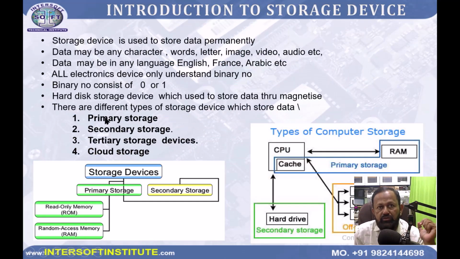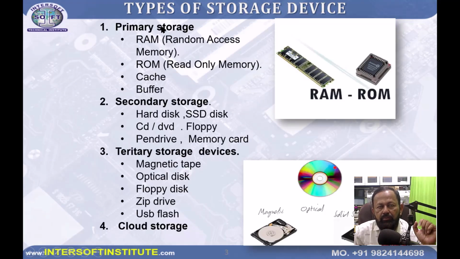There are different types of storage: primary, secondary, tertiary and cloud storage. So these are the different storage that you already know. Primary is connected with the motherboard. Secondary storage means additional storage, that is hard disk, CD-ROM, pen drive, memory, NVMe. And tertiary means optional storage.